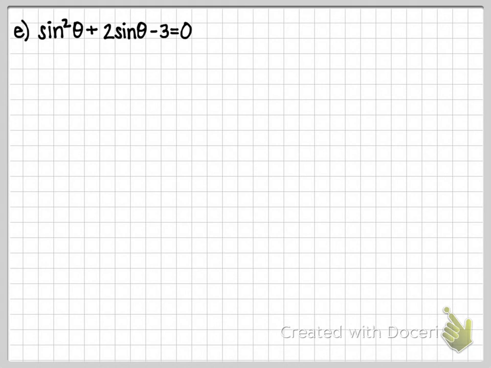So this one can look a little bit confusing because there's a sine squared and there's another sine. There's a thing without a variable on it. But all of a sudden it looks a million times less scary when you just look at it as x squared plus 2x minus 3 equals 0. So if we go down and factor that, two numbers that multiply to negative 3 and add to positive 2, that'll be positive 3 and negative 1. So I have x plus 3, x minus 1.